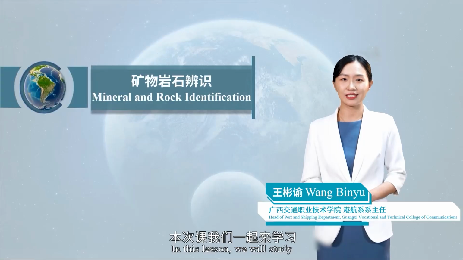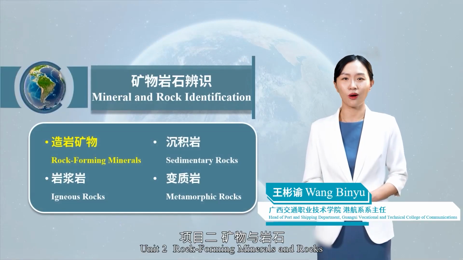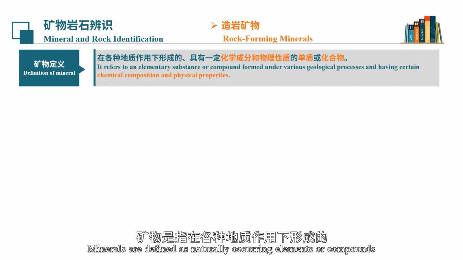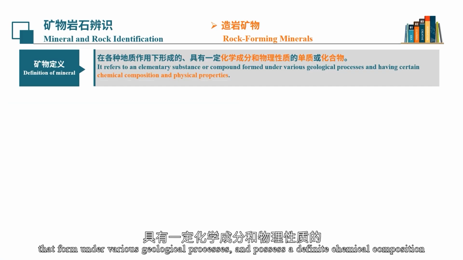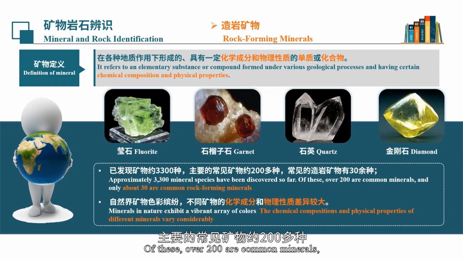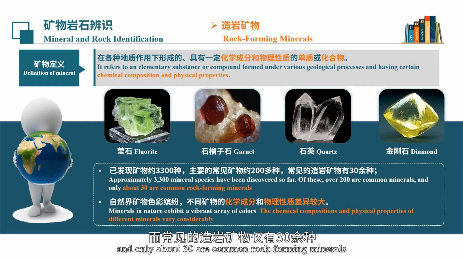In this lesson, we will study Unit 2, Rock-Forming Minerals and Rocks. First, let's understand what minerals are. Minerals are defined as naturally occurring elements or compounds that form under various geological processes and possess a definite chemical composition. Approximately 3,300 mineral species have been discovered so far. Of these, over 200 are common minerals, and only about 30 are common rock-forming minerals.